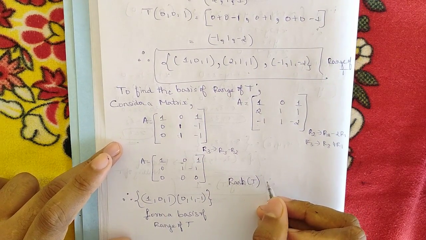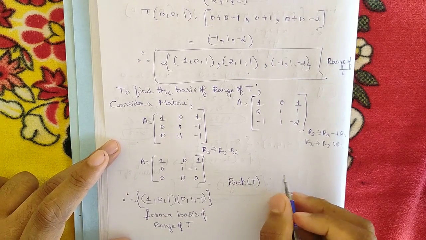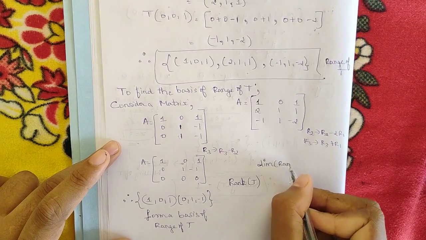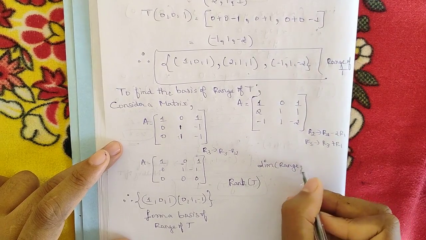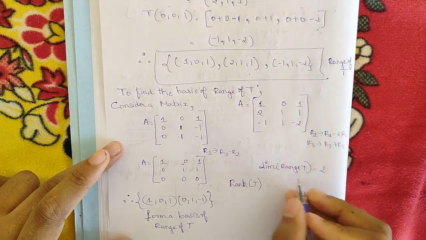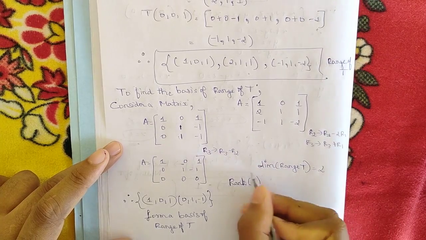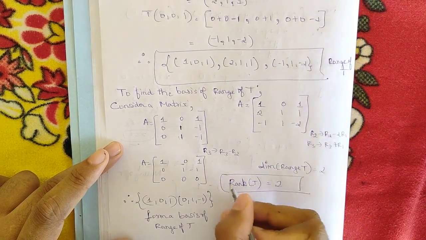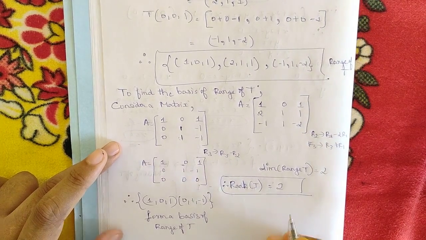So we have one more relation, that is dimension of range of T equal to 2, and also dimension of range of T is equal to rank of T. So rank of T would be equal to 2 finally. Okay. So therefore rank of T is 2.